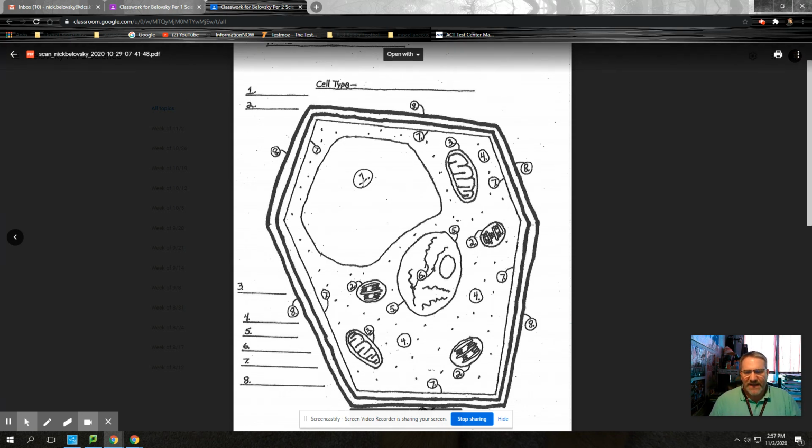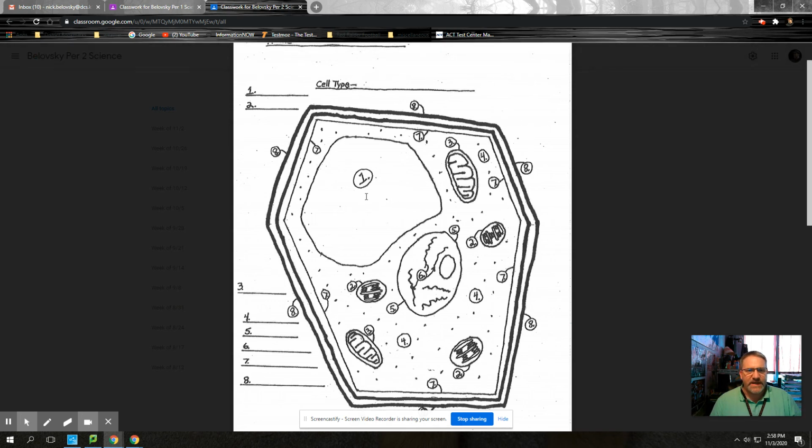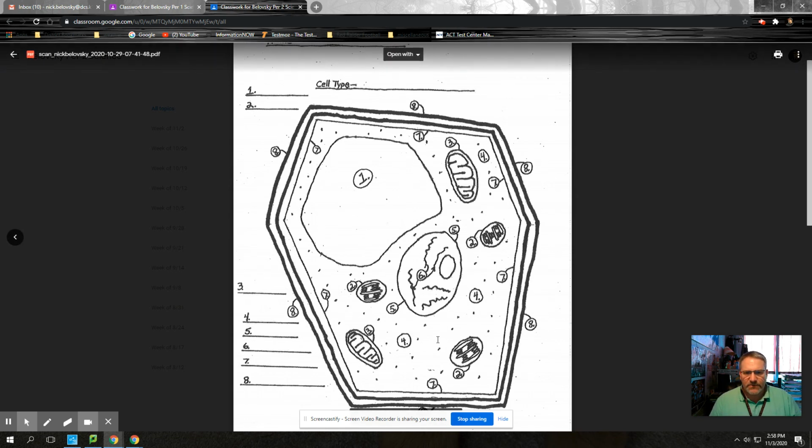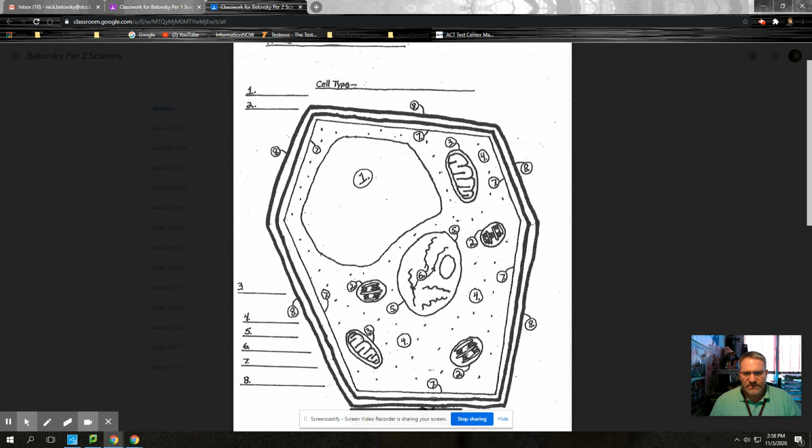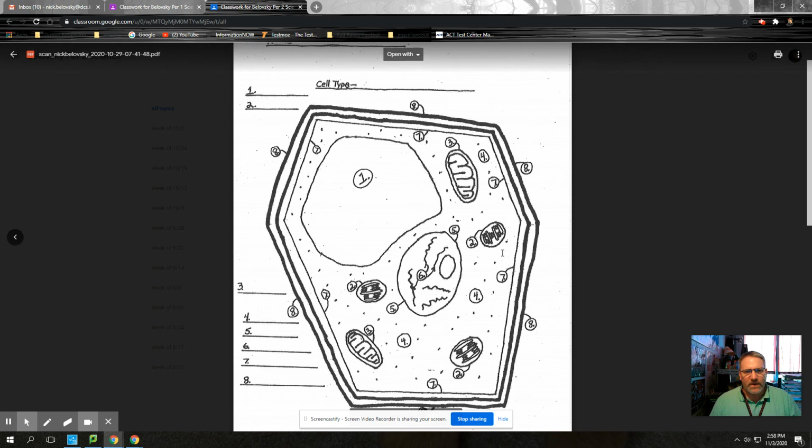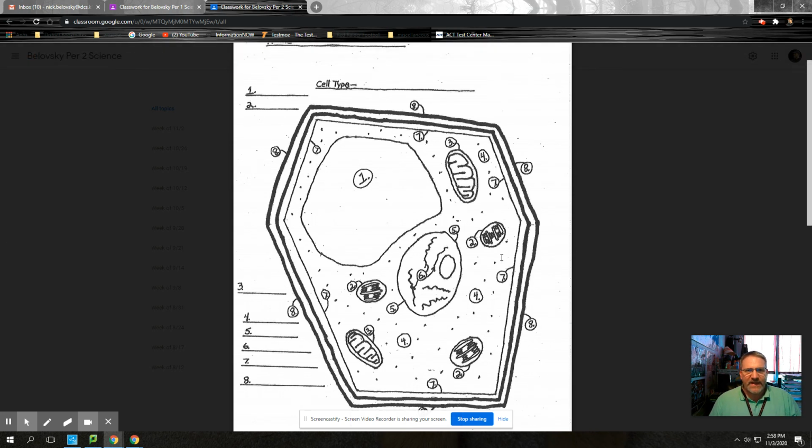Number one, this is a vacuole. Vacuole stores and contains food, water, waste products. Number two is right here, and here. These are chloroplasts. These are what make food for the cell. They capture light energy and they convert light energy into chemical energy for the cell. Plant cell only.